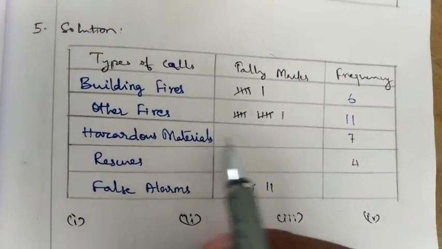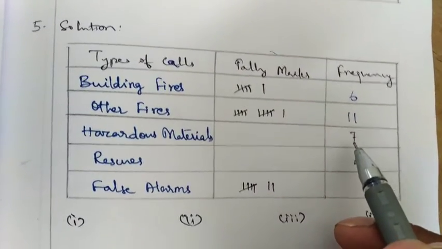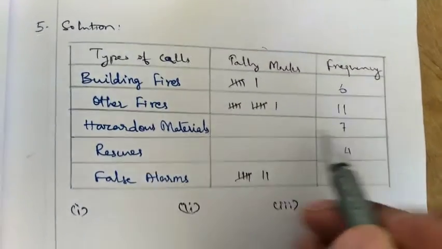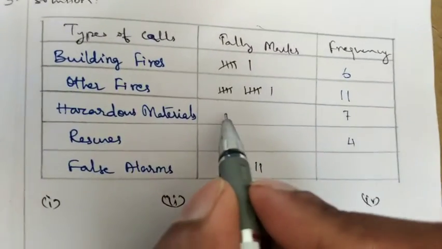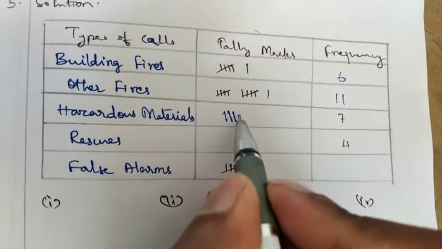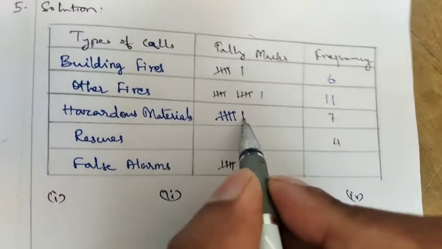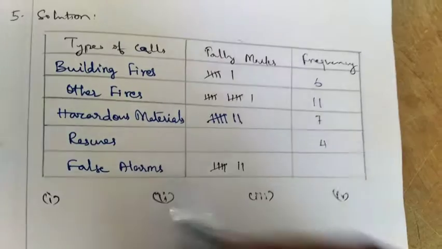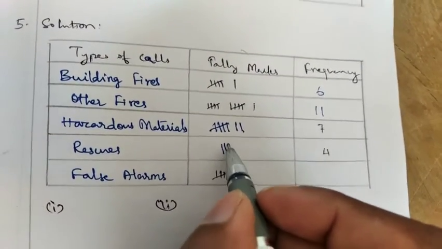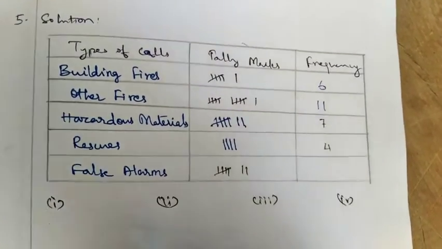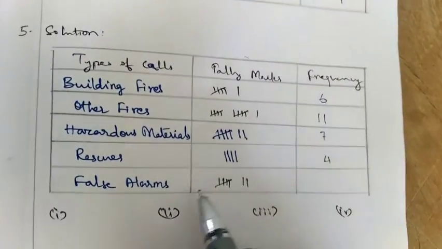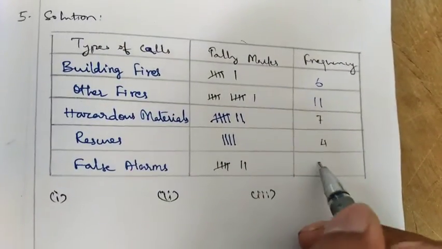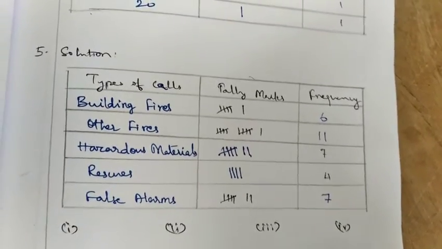Now hazardous materials. For fires on hazardous materials, they are given the frequency, total number 7. So how will we write the tally marks? 1, 2, 3, 4, 5, 6, 7. That's it. Then rescue operations had 4 calls: 2, 3, 4. False alarms were 5, 6, 7. So the frequency should be written as 7. Now we have completed the table, right? The blank tables given in the books we have completed.